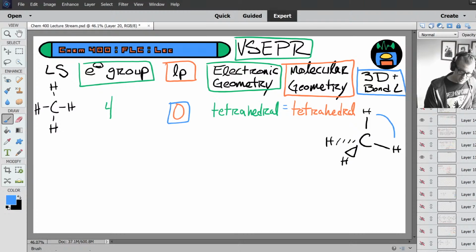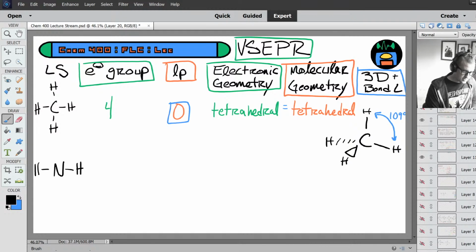And the bond angles for a tetrahedron, the bond angle is 109 degrees. Doesn't matter which hydrogens you pick, it'll be the same no matter what. All right, and that is how you handle a pure tetrahedron. Let's take a look at what happens to the molecular geometries and the bond angles once we start adding lone pairs to the mix.